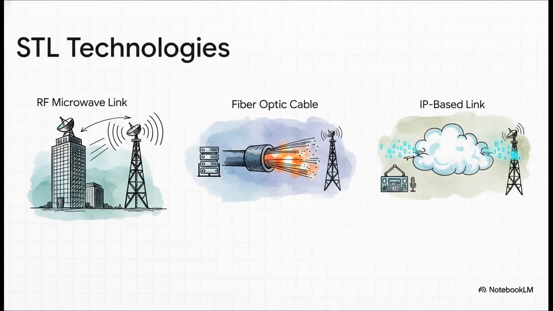So how do they build that bridge? Well, for a long time, the classic way was with a dedicated microwave link. You know those dish antennas you see on towers? That's still a super reliable method. But now, of course, we've got more options. A lot of stations use super fast fiber optic cables, or they'll even use the internet with a special rock-solid technology called audio over IP.